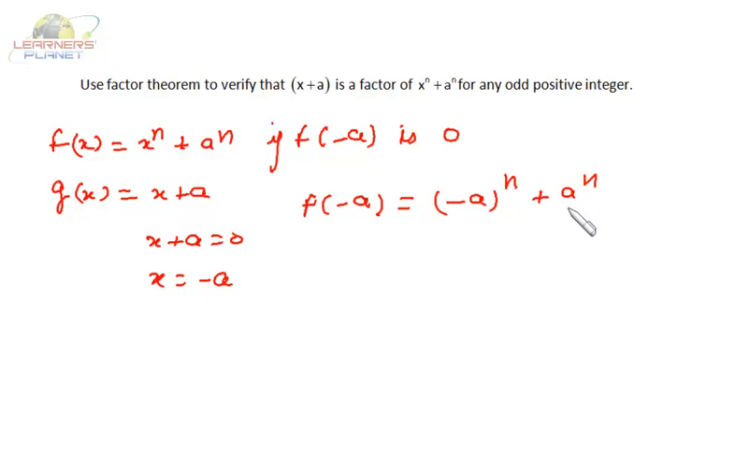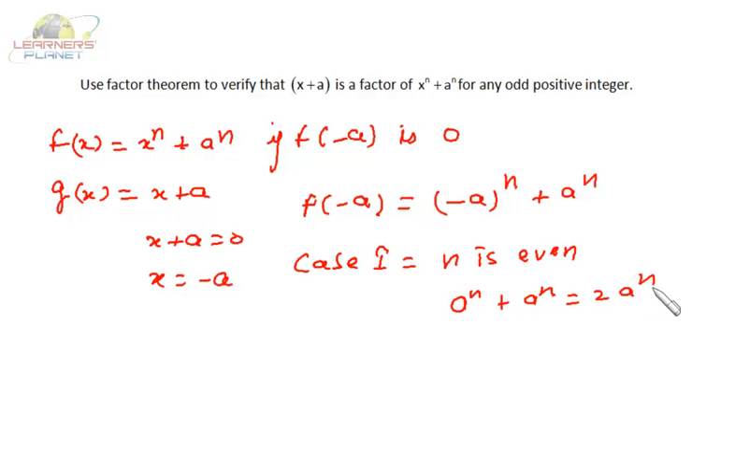Now here there are two cases. Case 1, if n is even. If power is even, then even power of negative will convert it to positive. Okay, so in that case it will be a raised to n plus a raised to n, that is 2 times a raised to n. So if n is any even number, x plus a will not be a factor of x raised to n plus a raised to n.